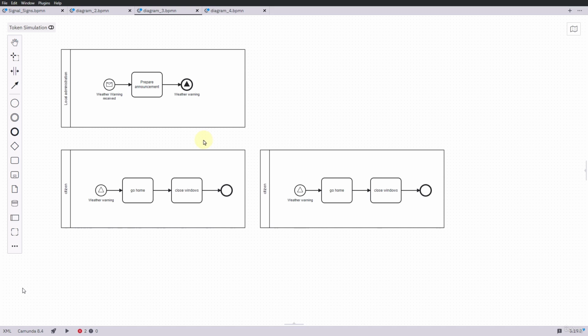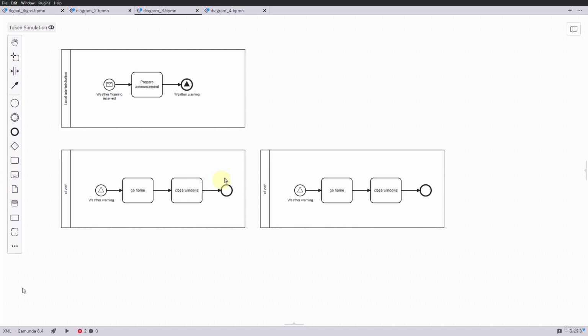For the sake of simplicity, let's take a process for the citizen of the city who hears the signal. He hears the announcement based on his signal start event. Start events of the signal type are always catch events, by the way. And this starts the process of going home and closing the windows.